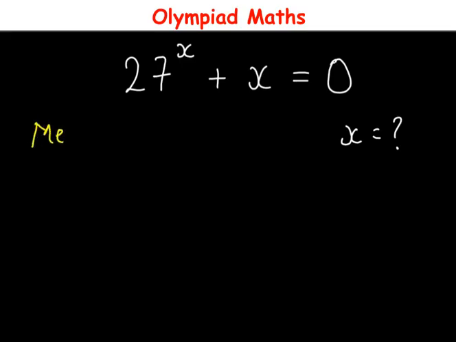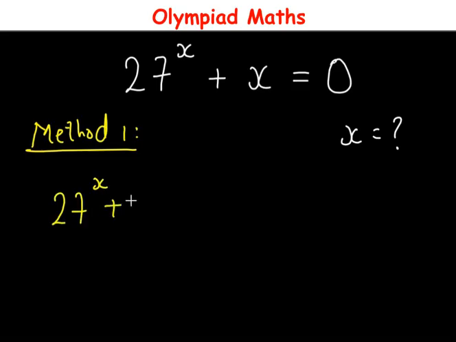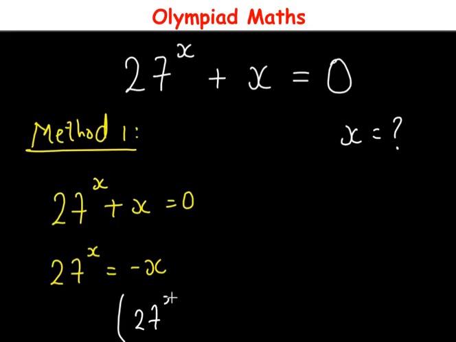Method 1. The question is 27 raised to power x plus x is equal to 0. First, move plus x over to this side. All we have is 27 raised to power x is equal to minus x. Then we're going to raise this equation to the power of 1 over x. So in brackets, 27 raised to power x, then all raised to power 1 over x, is equal to, in brackets, minus x raised to power 1 over x.